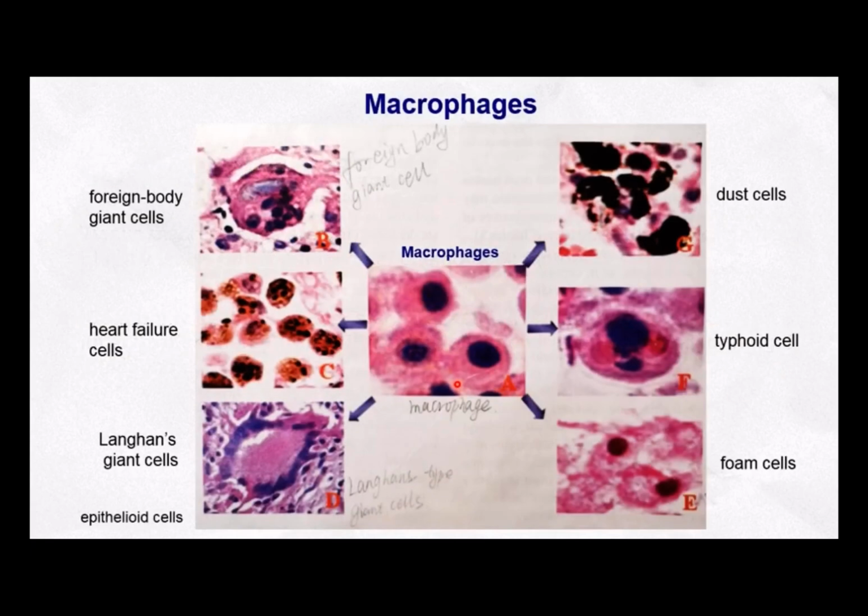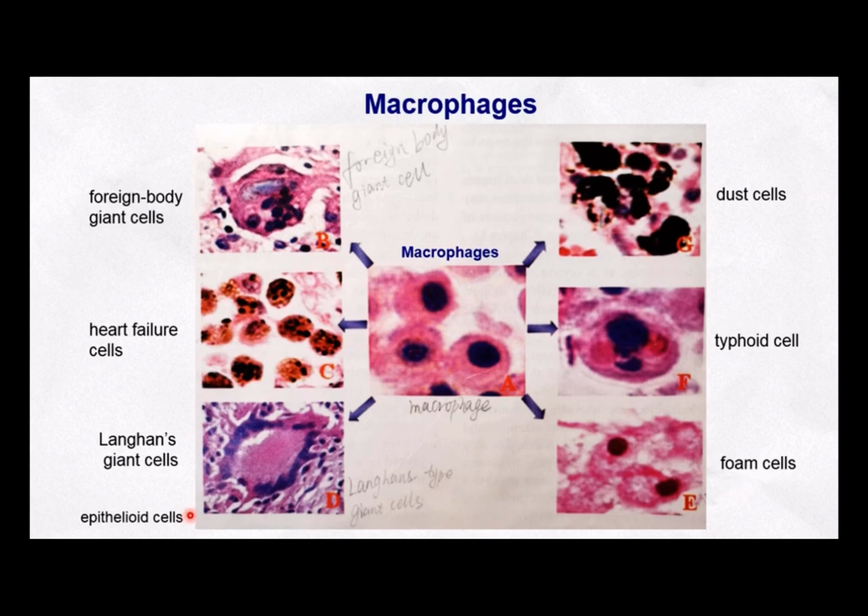In some situations, macrophages assume distinctive forms. Look at the picture. All the cells are derived from macrophages. Dust cells containing phagocytosed dust are found in the alveoli of coal miners. The macrophages that swallow typhoid bacilli, red blood cells, lymphocytes, or cell debris are called typhoid cells. Foam cells containing phagocytosed lipid can be found in atherosclerotic plaques.